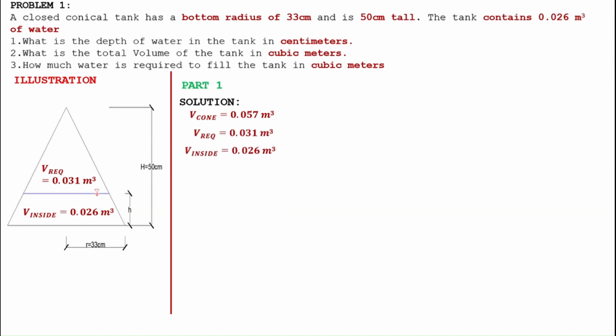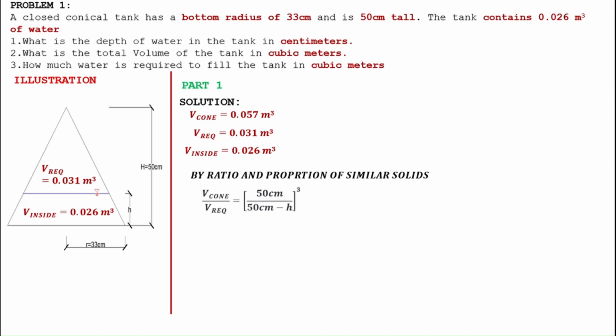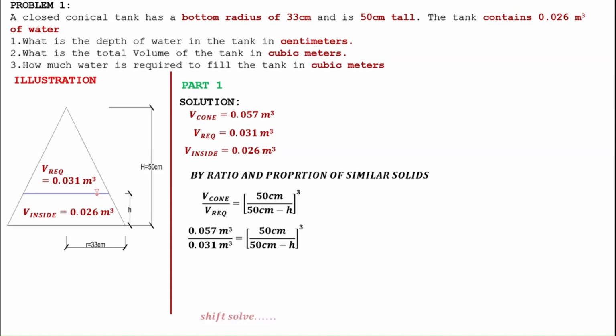By ratio of similar solids, volume of the cone over volume required is equal to 50 centimeters over 50 centimeters minus h, cubed. Substituting values, 0.057 cubic meters over 0.031 cubic meters is equal to 50 centimeters over 50 centimeters minus h. Take note that we do not need to convert our 50 centimeters into meters since the units will just cancel out. By using the shift solve function of our calculator, we can get h equals 9.18 centimeters as our final answer.